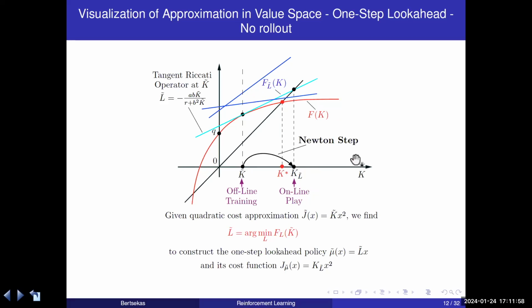Now, what's the consequence of this? If this K tilde is close to K star, then this is going to be very, very close to K star. There's a huge improvement in cost. If K tilde, on the other hand, is not very close to K star, in particular, if it lies outside the region of attraction of Newton's method, or the region of stability that we called it earlier, then this process does not work, breaks down. So that's the Newton step interpretation. Questions here?